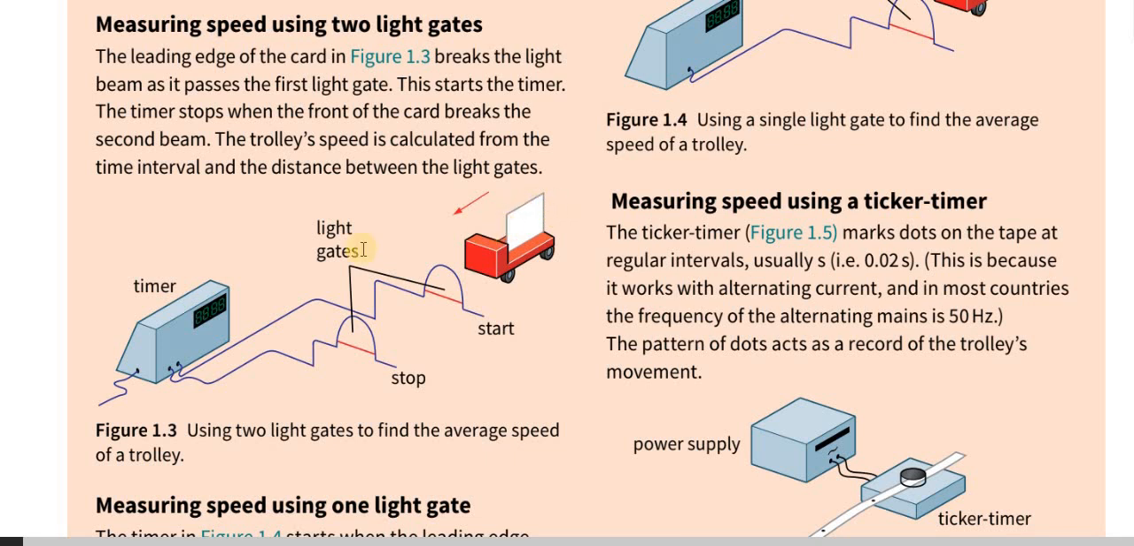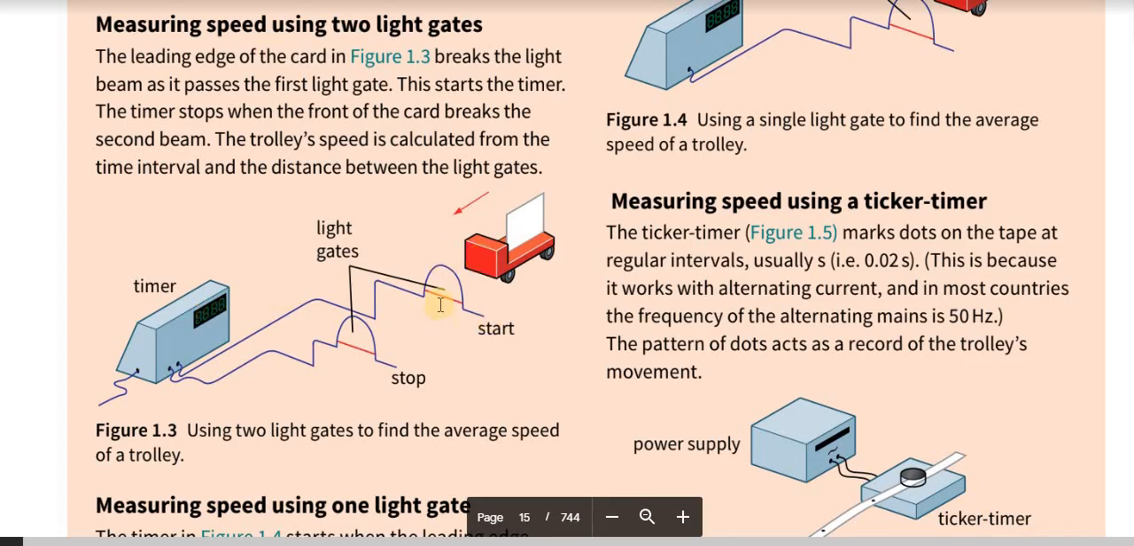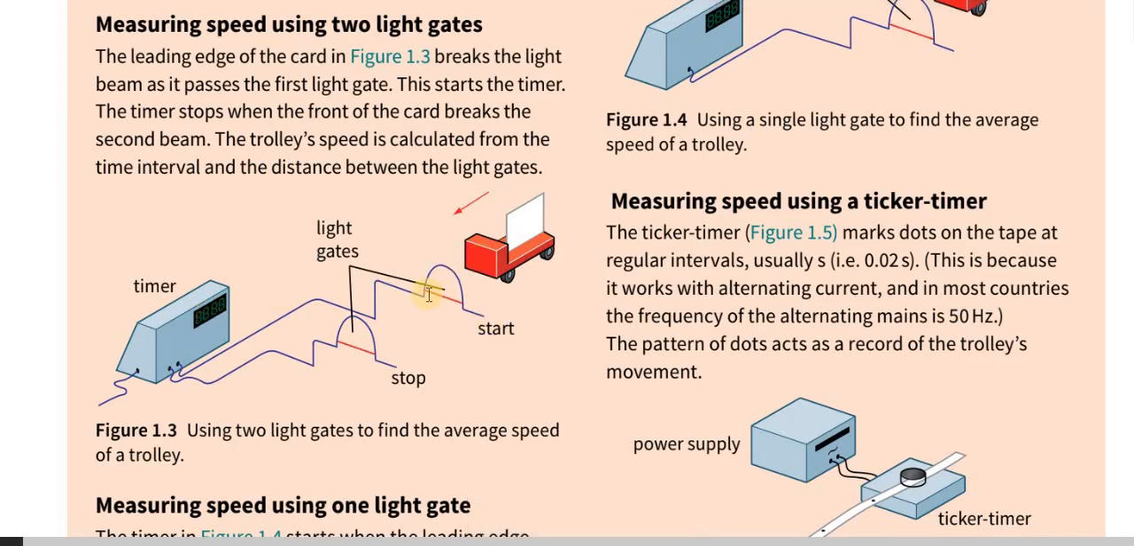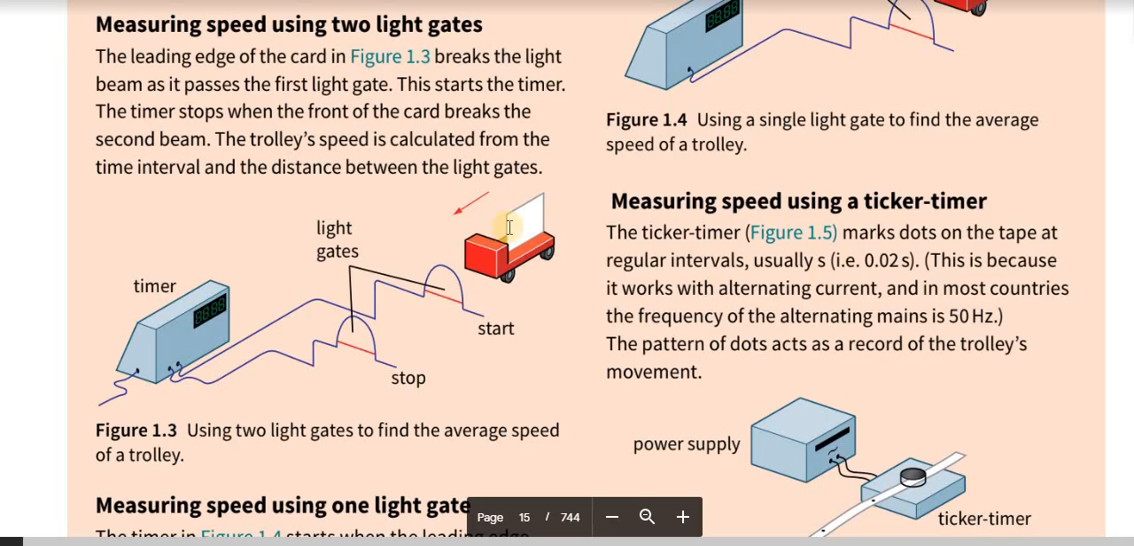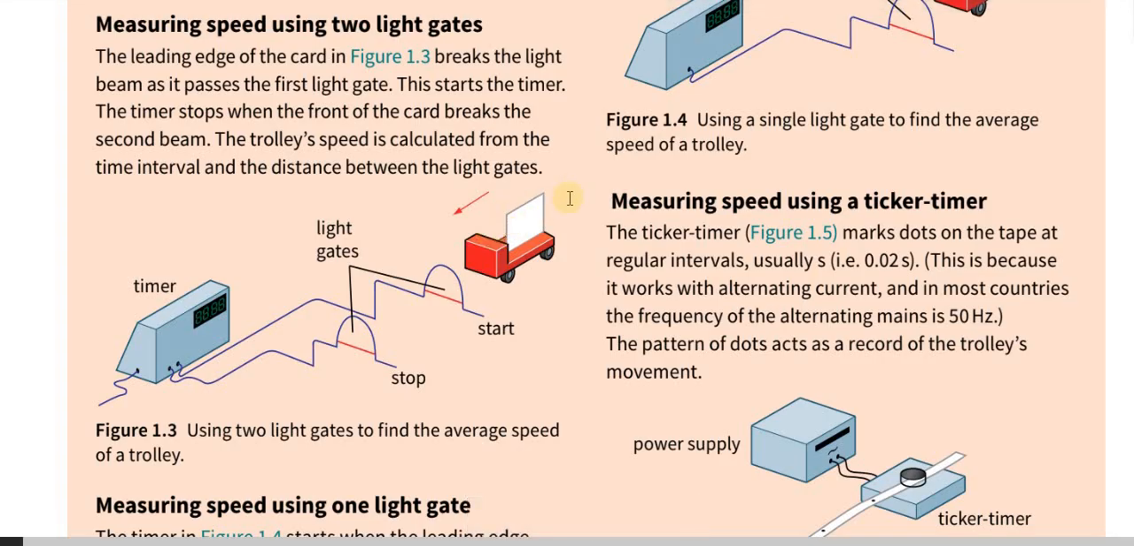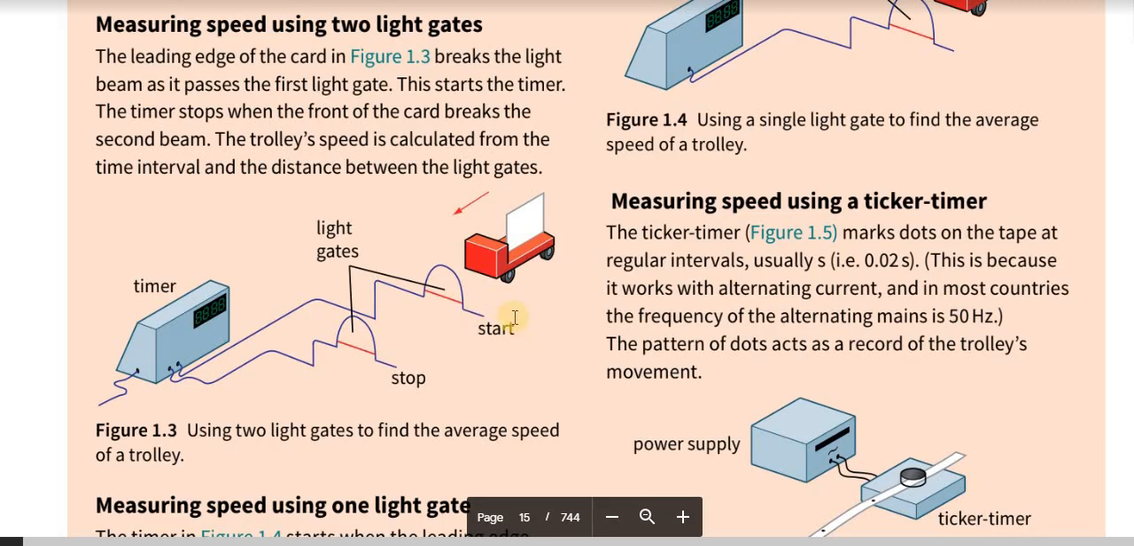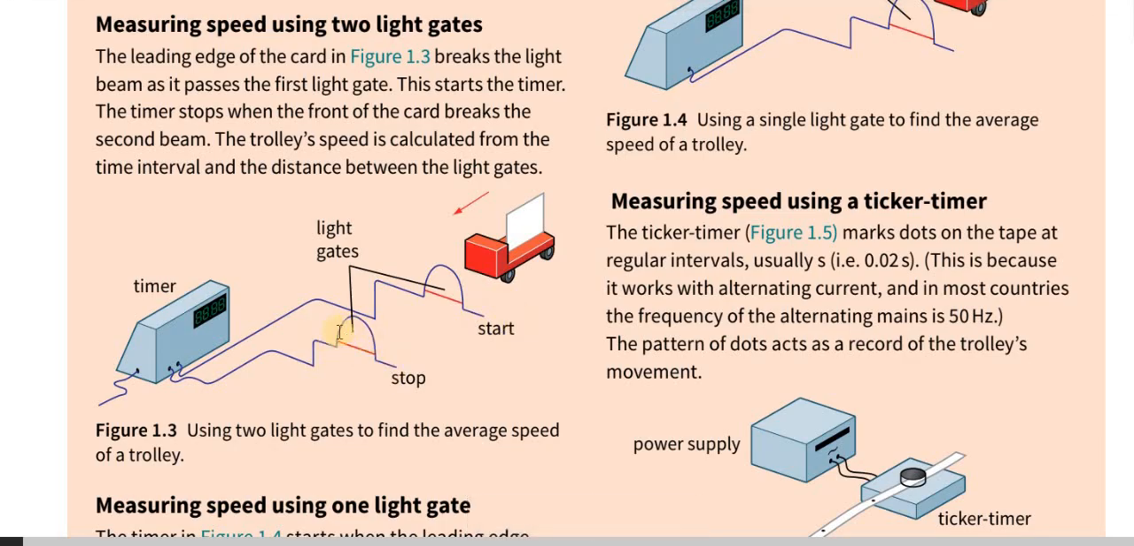The timer starts when the light gets blocked over here, and it stops timing when the light gets unblocked. So in other words, the timer is timing the time it took for the light to pass this length of the card. Now using the formula speed equals distance over time, we can find the speed at the start over here. Similarly, we can find the speed at the stop over here. So we find the initial speed and the final speed.